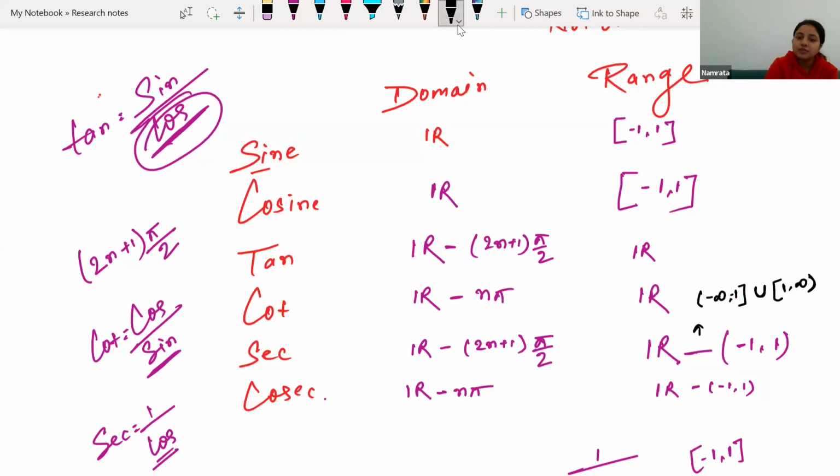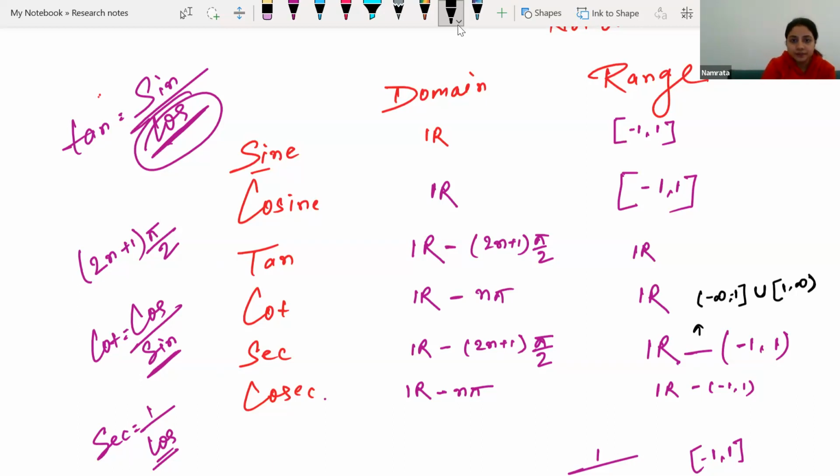So whatever number you give as the domain, your output will always come out towards the left of -1 or towards the right of 1. You will not get any number between -1 and 1. Now cosec, same concept. The range can also be written as -infinity to -1, just like the sec one, and 1 to infinity.